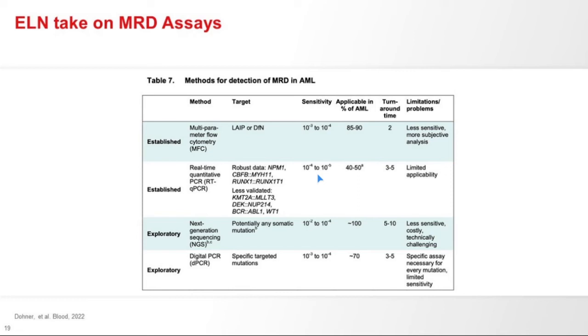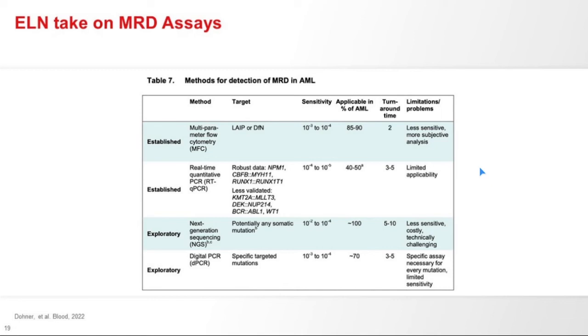And again, applicability: most cases will have a marker for flow. These PCR assays hit targets only about 40% of the time. And again, next generation sequencing is potentially useful in all cases. They consider it exploratory. It's becoming less so very quickly. We'll talk about that soon too. And the exploratory digital PCR, again, specific assays have to be developed. Those aren't quite commercial yet, but I think those will be ramping up fairly soon.